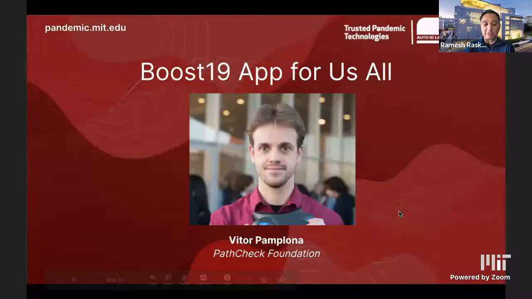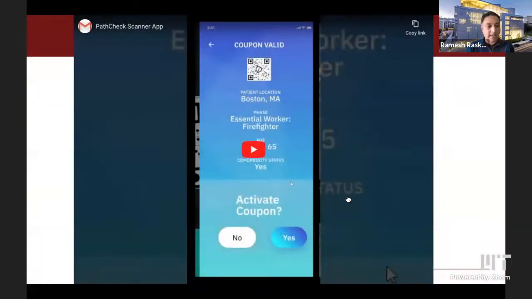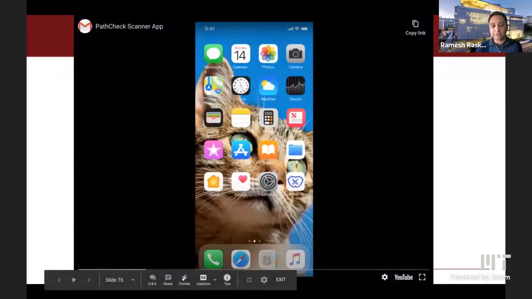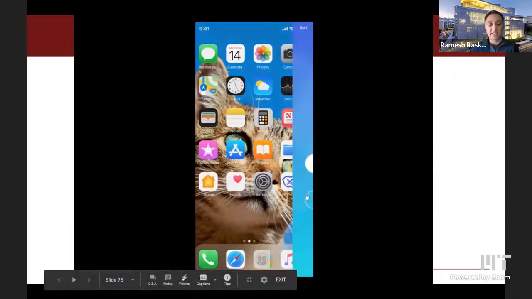So let me transition over to the other aspect of it, which is how do you actually create an experience for everybody else? The user might be carrying an analog card, but everybody else needs to scan it in a particular way. So Vitor Pamplona and team at PathCheck have already built out that experience, in coordination with IDEO. I'll show you the concept video of how this would be used either by a person who gives out the coupon or at the vaccination site and so on.